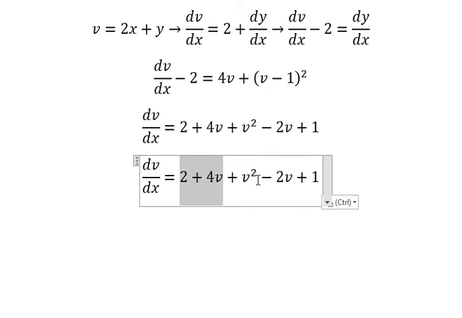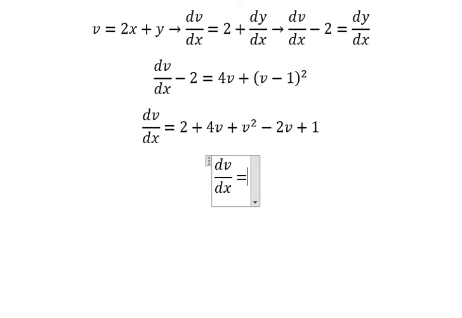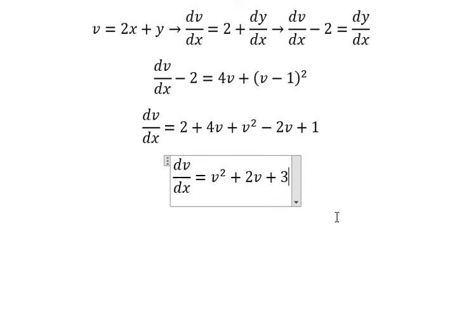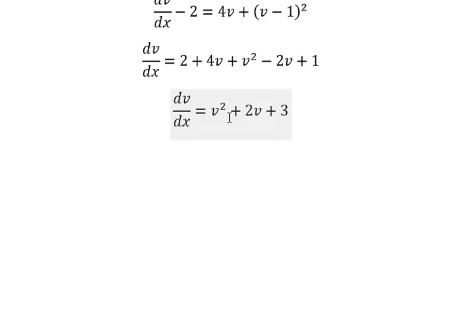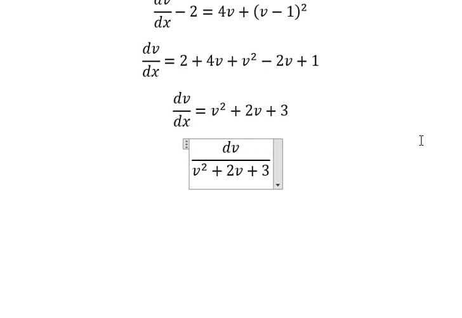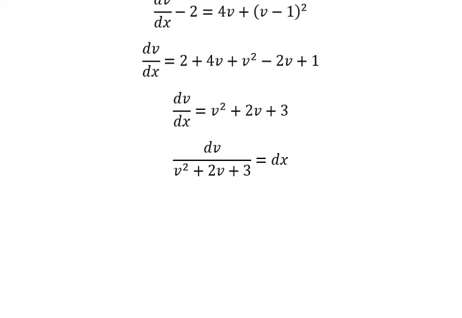We need to simplify. For v minus 2v, you got about 2v. 1 plus 2, you got about 3. Now, this one we put on the left, dx we put on the right. Next, we can put the integration for both sides.